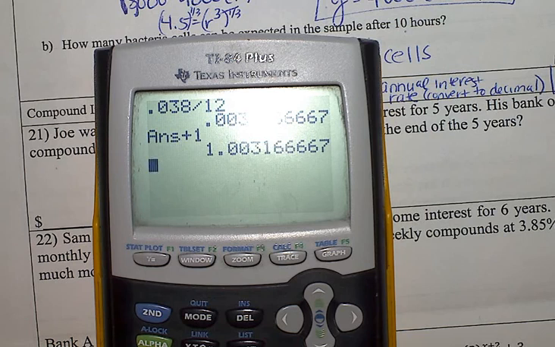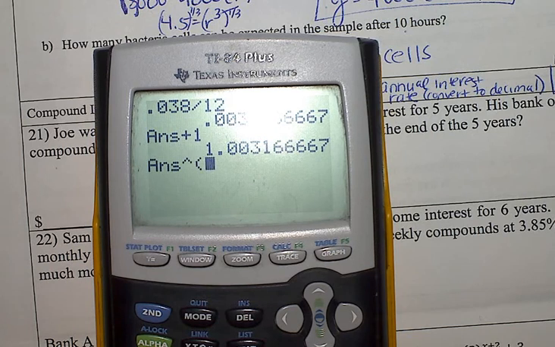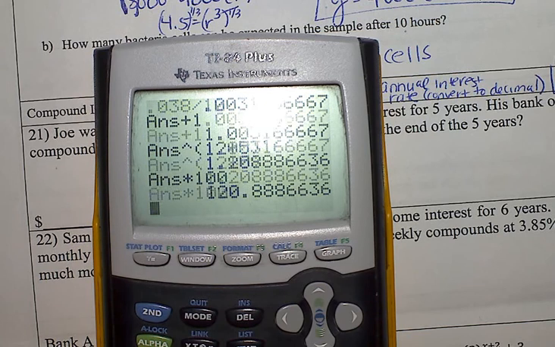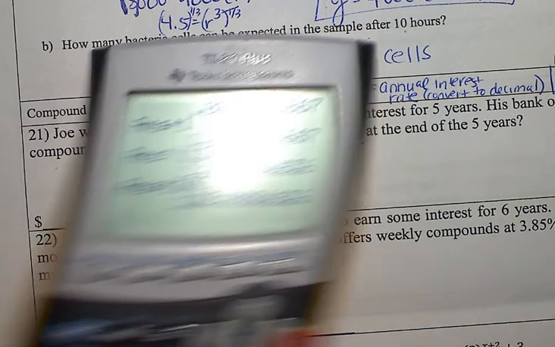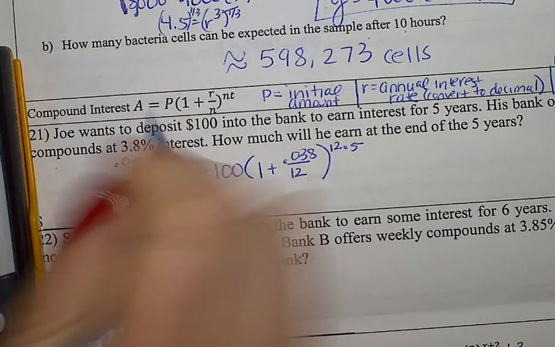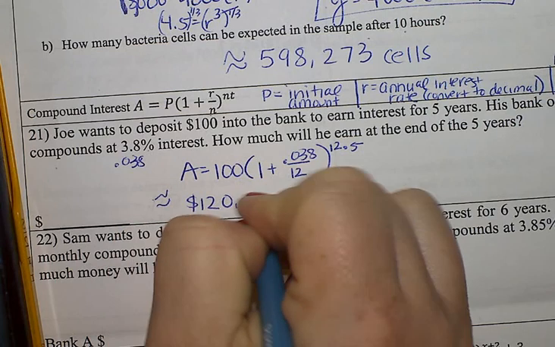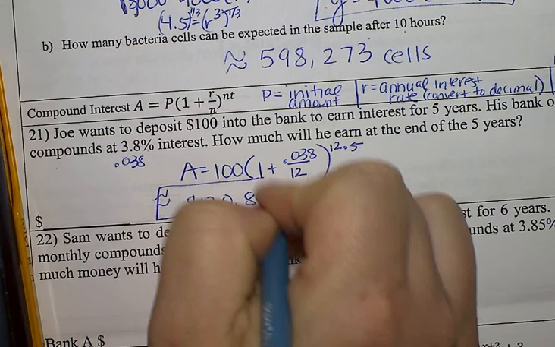We're now going to do the exponent, okay? So we're following PEMDAS rules. So caret key, what two numbers do we need to raise it to? We need to multiply 12 times 5. Press enter, and your very last step is to take it times the number out front, which is 100. So after 5 years, Joe will have approximately $120.89. I rounded to the nearest hundredth.